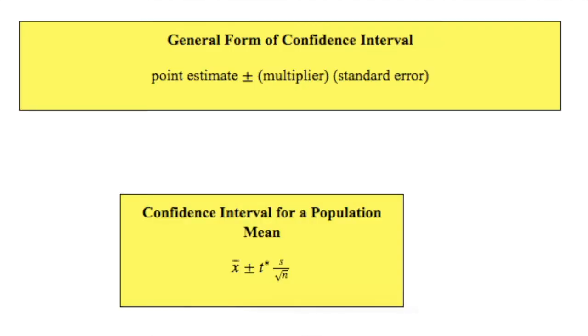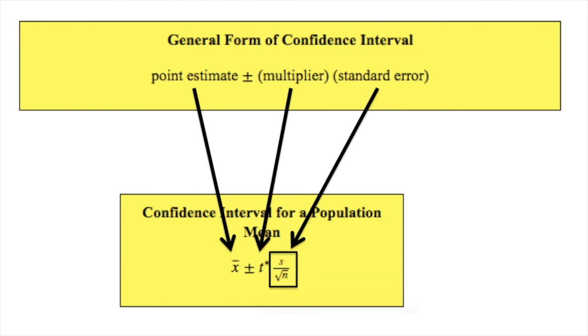Here's our formula for a confidence interval for a population mean. Our point estimate is x bar, our sample mean. The multiplier that we're going to use will come from a t distribution with n minus 1 degrees of freedom. And our standard error is equal to the standard deviation divided by the square root of the sample size.